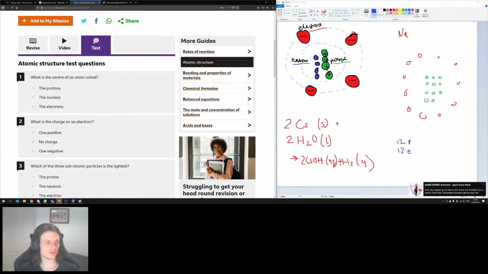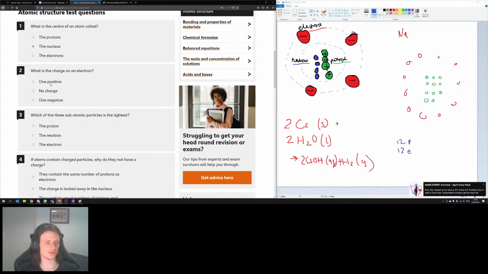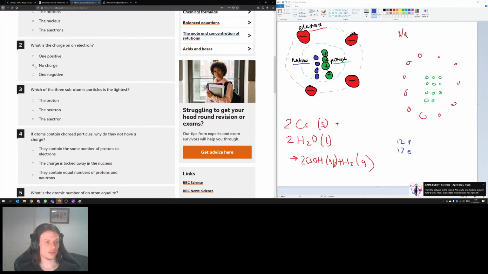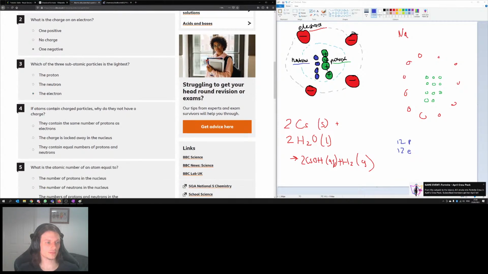Let's do it. What is the center of an atom called? It is the nucleus. What is the charge of an electron? Electron has no charge. No, the electron is the negative charge. Which of the three subatomic particles is the lightest? The electrons. If atoms contain charged particles, why do they not have a charge? They contain the same number of protons as electrons.